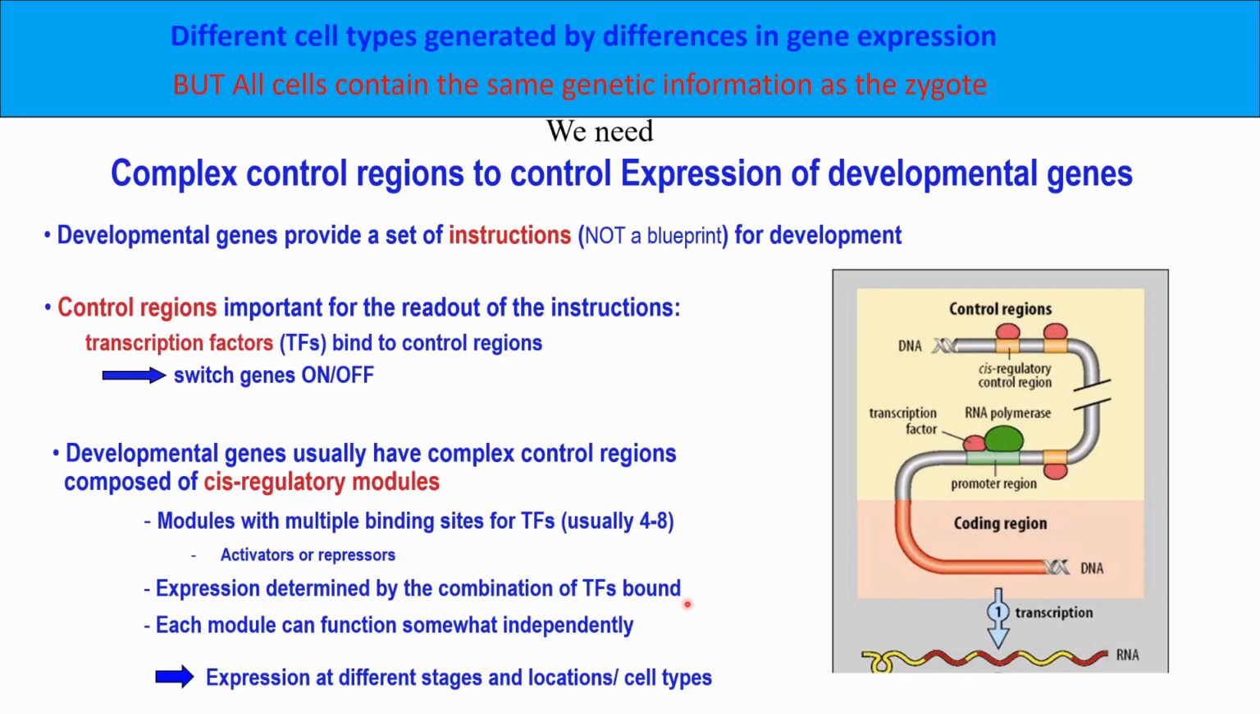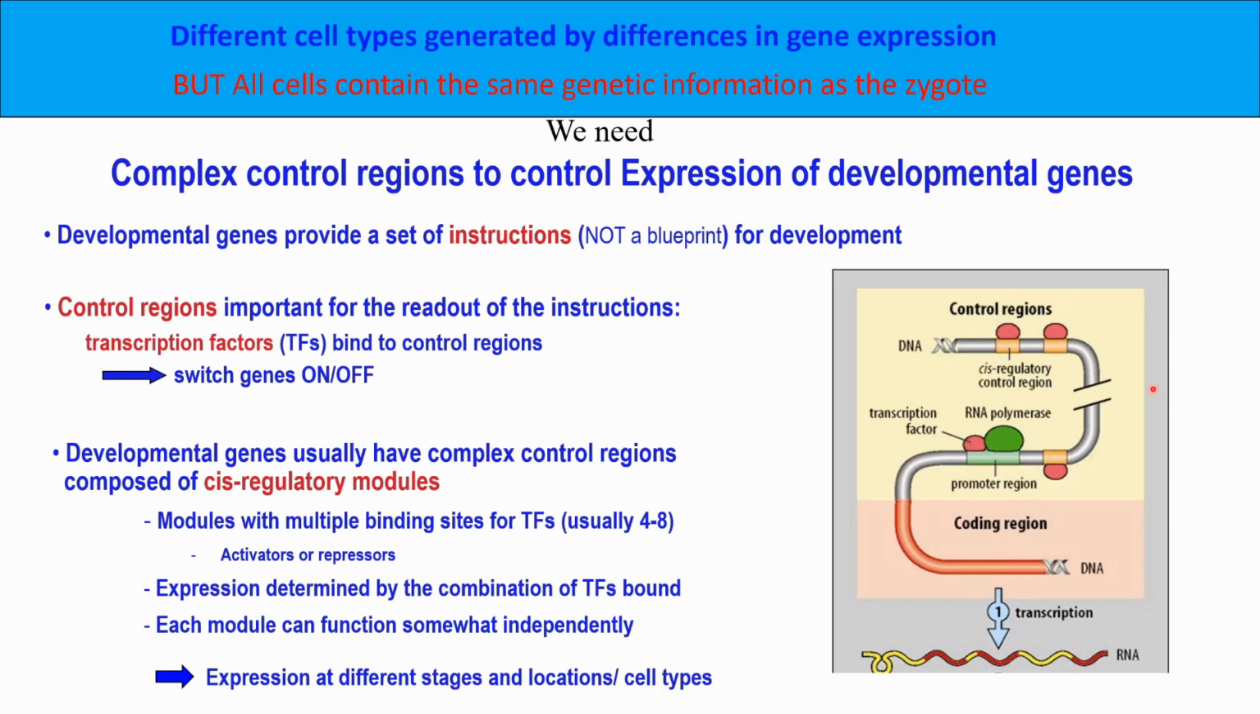So it's not so simple as one transcription factor is turned on and we get expression of 10 genes that have that binding site for the transcription factor. At least it's not always that simple. So normally there's, as I say, 4 to 8 control regions. Some may be for the same transcription factor, but usually you have several transcription factors that can be acting on the control region to drive expression of the gene. And each module can function somewhat independently.